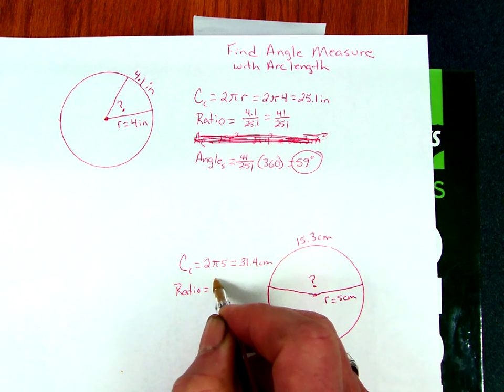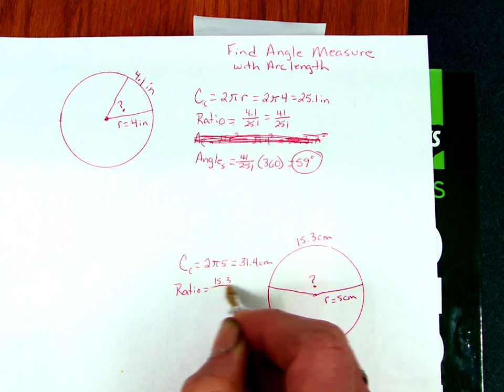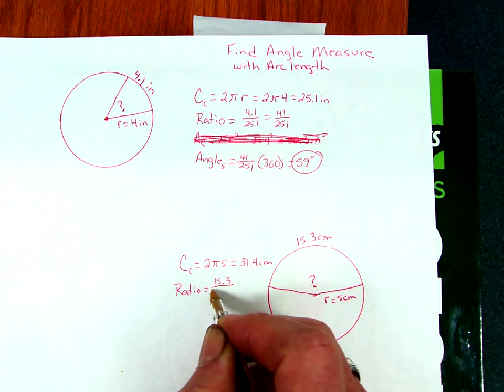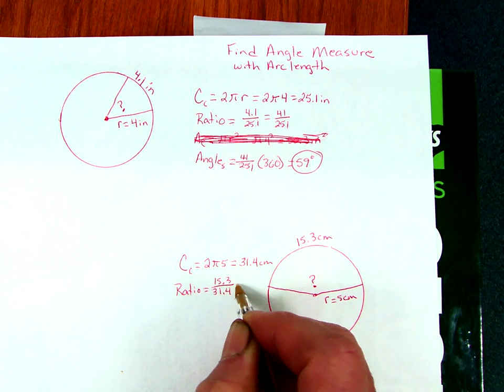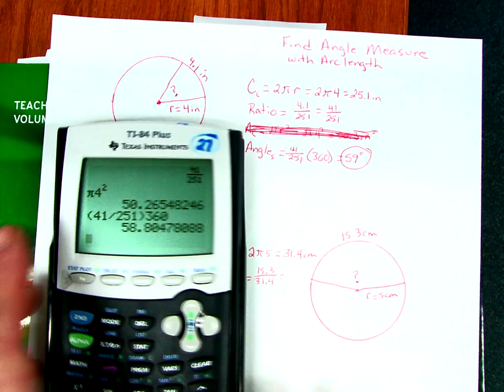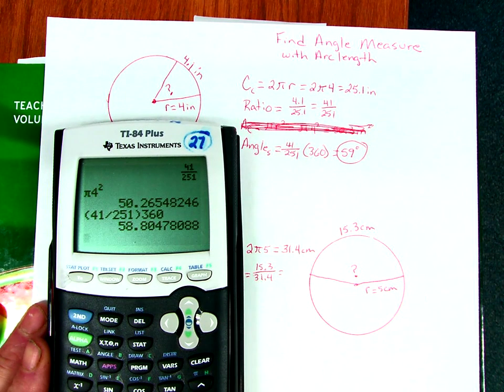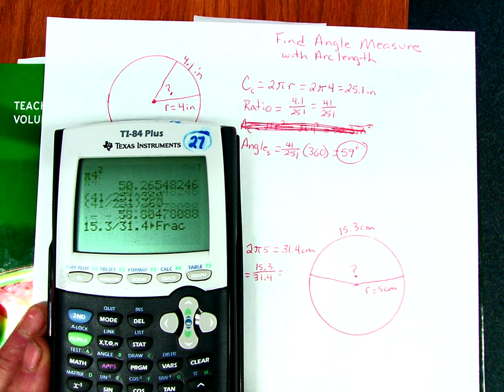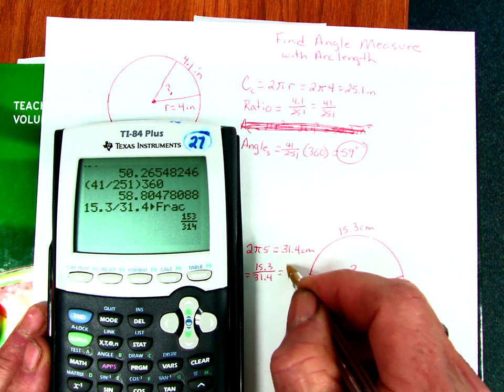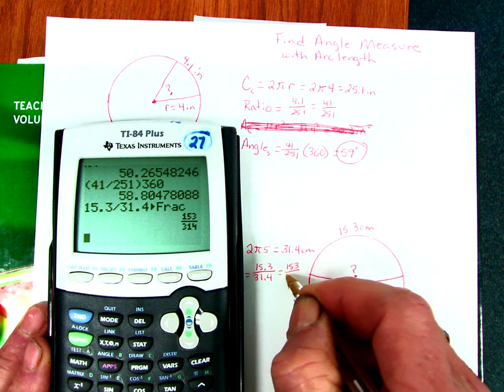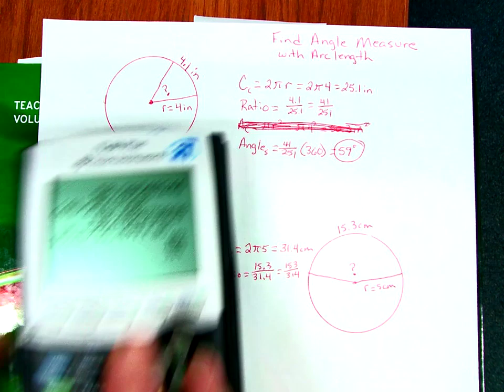is going to equal 15.3, the part over the whole, over 31.4. And we'll see if that reduces. 15.3 divided by 31.4. Math, enter. 153 over 314. That's our ratio.